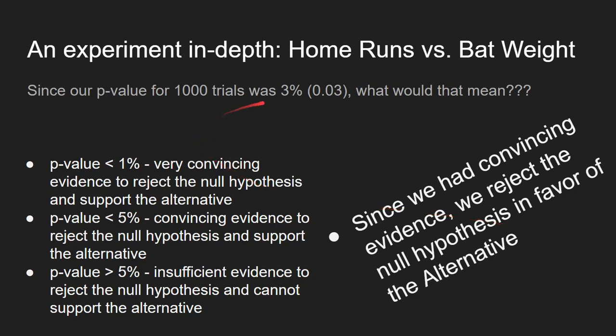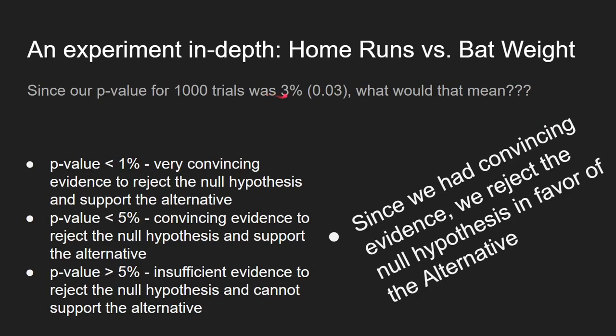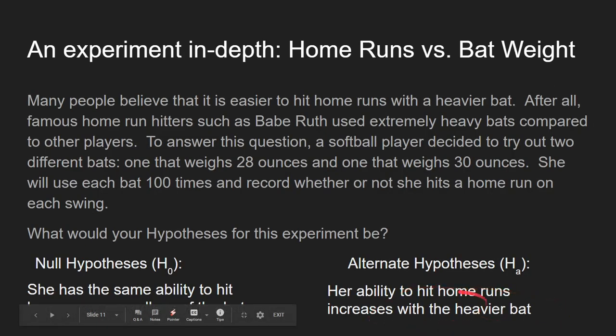But since our p-value for 1,000 trials was 0.3% or 0.003, we're up here in this space. So since we had very convincing evidence, we would reject the null hypothesis in favor of the alternative. Okay? So for us, we're saying that, yeah, this alternative hypothesis, her ability to hit home runs increases with a heavier bat. Okay? That hypothesis, we say, is a thing.